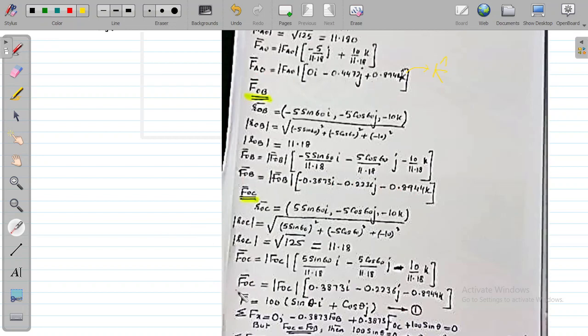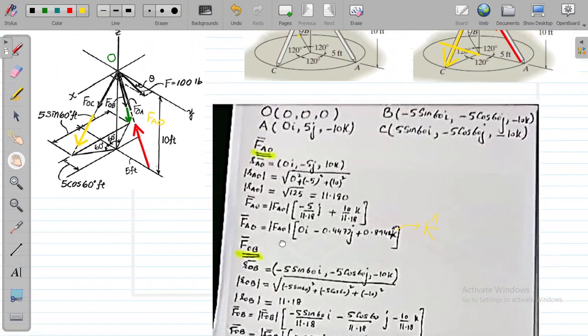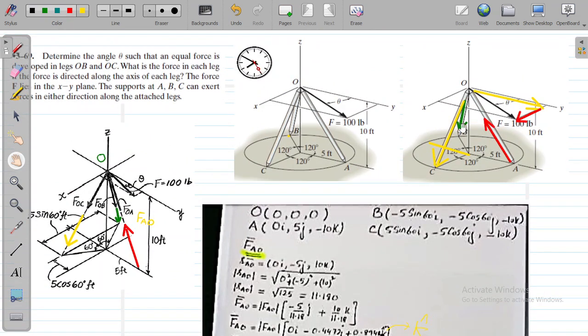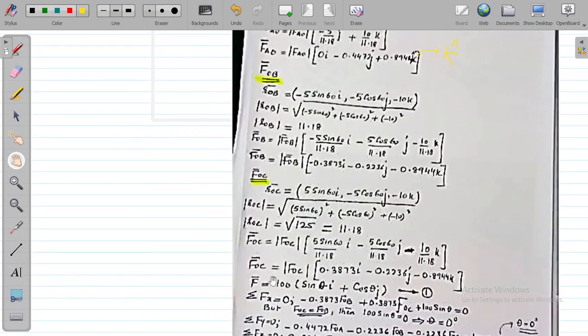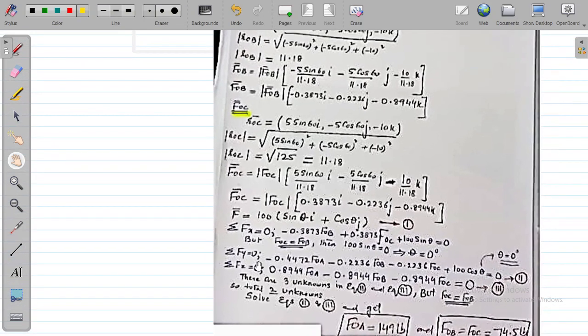Now there is one force still remaining, and you know that force is this force. This force will have two components, positive X and positive Y. You can say F is 100 sin 60i plus 100 cos 60j. So the force F equals 100 sin theta i plus cos theta j. Say this equation is 1.